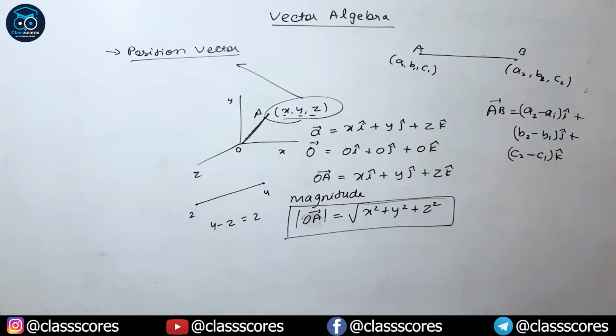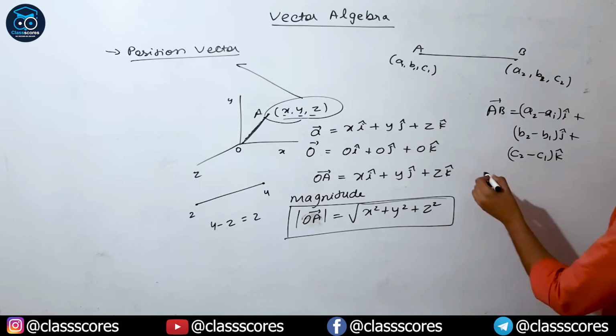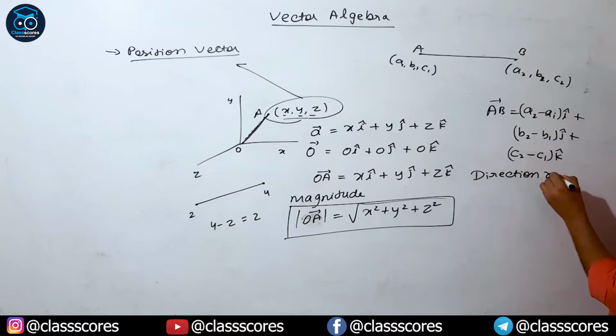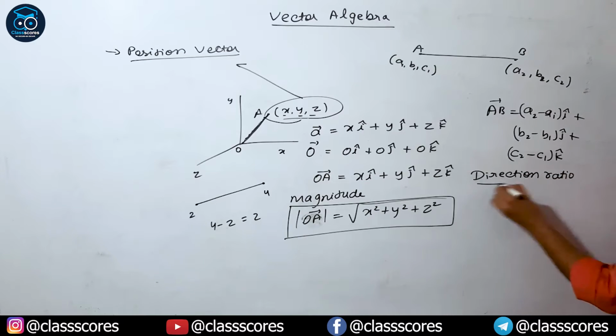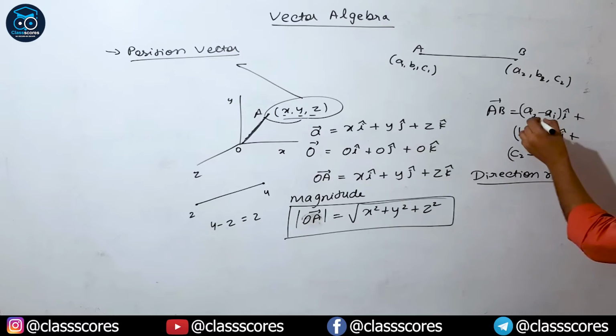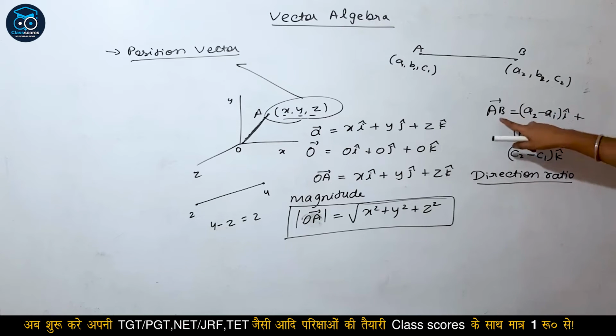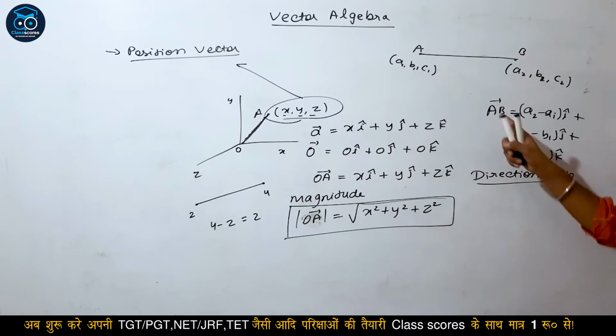Clear? Now, our third topic in this chapter is direction ratio. So what is direction ratio? Direction ratio is just the coefficient of i cap, j cap and k cap in any line segment.